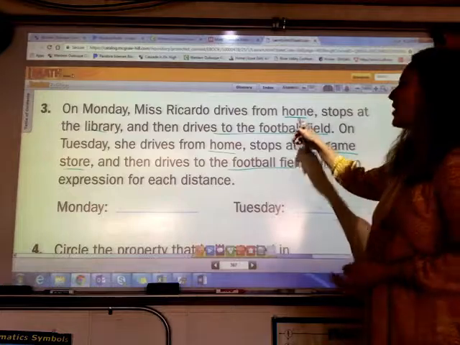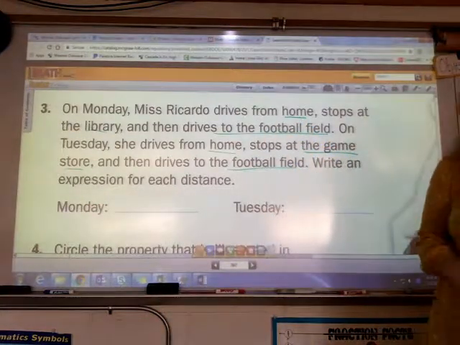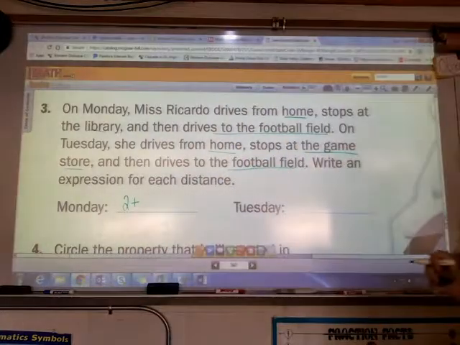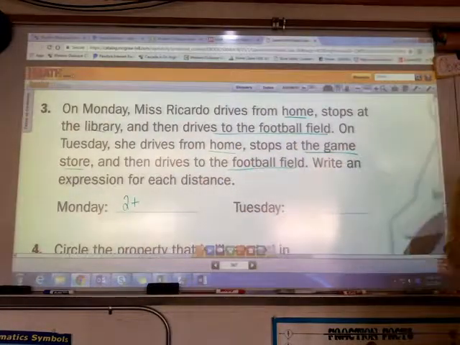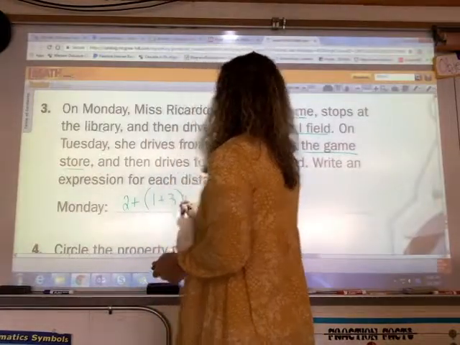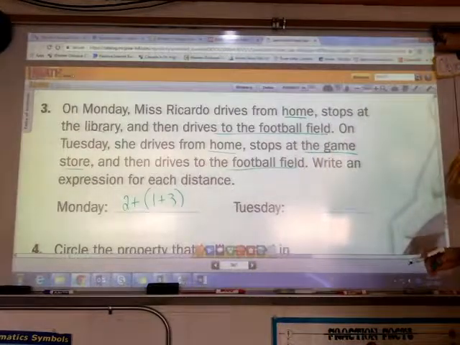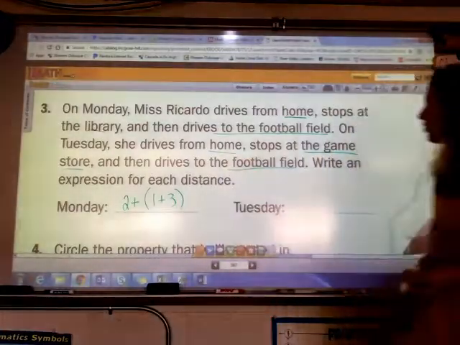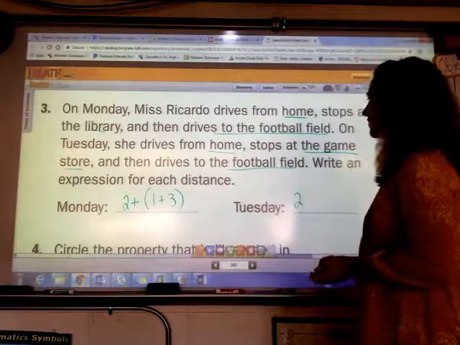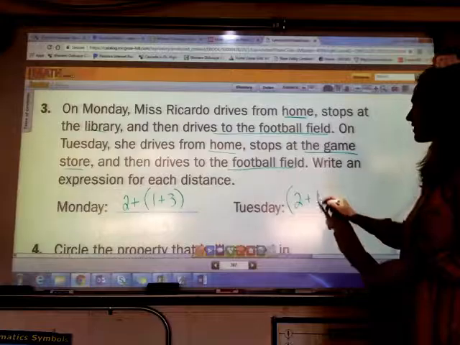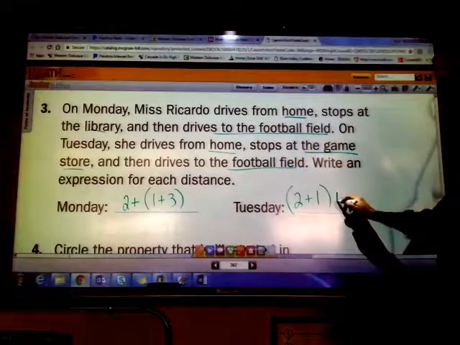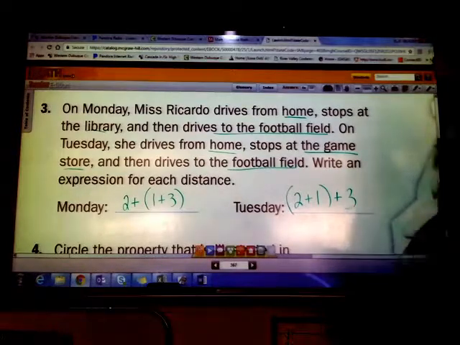You're going to notice that if she drives from home to the library, we're looking at 2, plus, then she's going to drive from the library technically to the football field. So in that case, we're looking at 1 block plus 3 blocks. Then on Tuesday, she's driving from home. She's stopping at the game store. So in this case, we're going to have 2 blocks plus another block. Then she's going to the football field, so we're going to end up adding on 3.